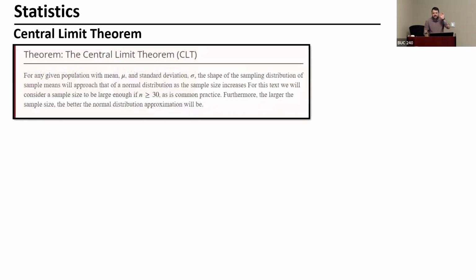Look at this one. Let's go back. The central limit theorem says for any given population with a mean mu, you don't have to write this down, I'll just read it to you, this is just the proof of concept, and standard deviation sigma, the shape of the sampling distribution of sample means will approach that of a normal distribution as the sample size increases. For this text, we will consider a sample size to be large enough if n is greater than 30.